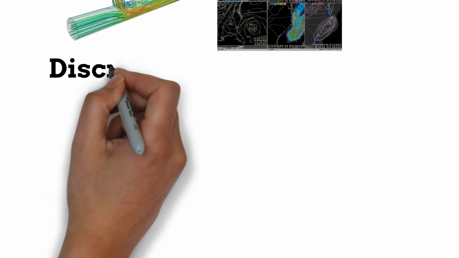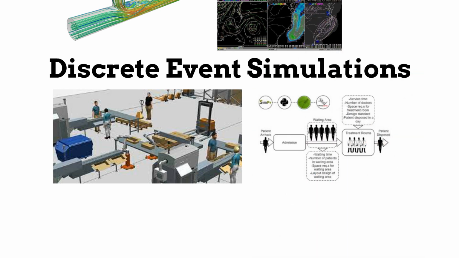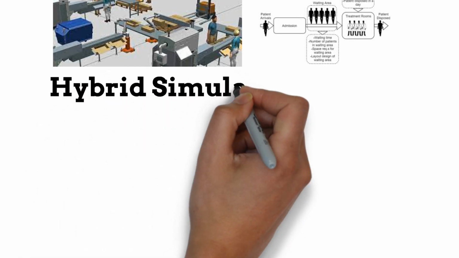Discrete event simulations. Discrete event simulation model systems where events occur at distinct points in time. It is commonly used to study processes with discrete events, such as customer arrivals or machine breakdowns. Like modeling a manufacturing process to optimize production schedules and resource allocation, or model patients' arrival and waiting times for hospital process optimization.